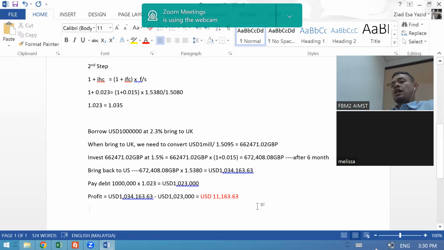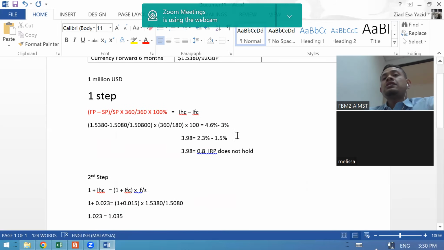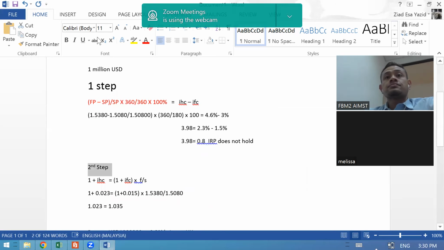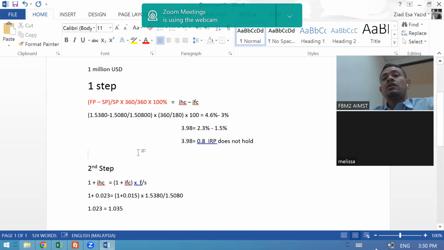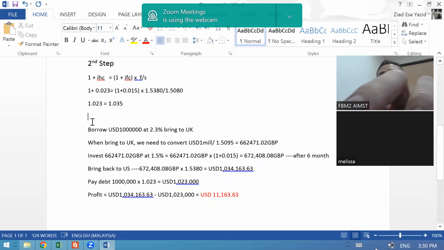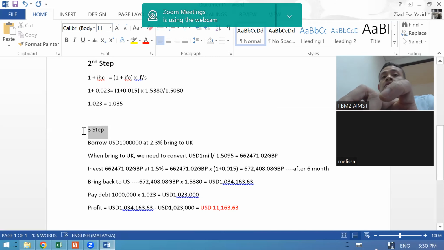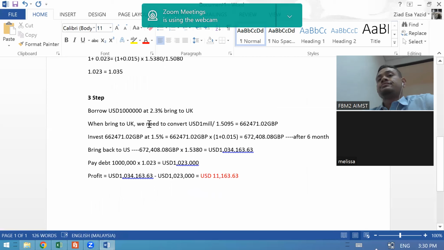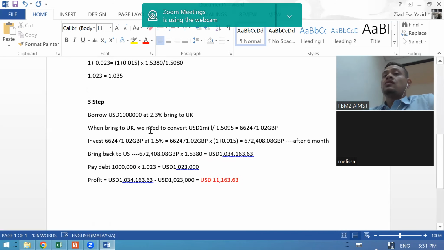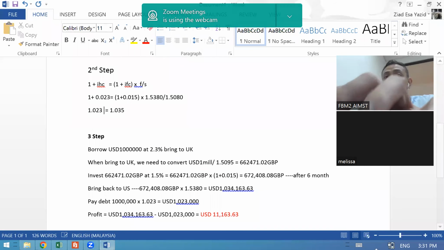Remember, guys? Can? Okay, remember the first step. This is the second step. First step, second step, and then the next step. It's pretty simple. Again, you need to determine where to borrow, where to invest.